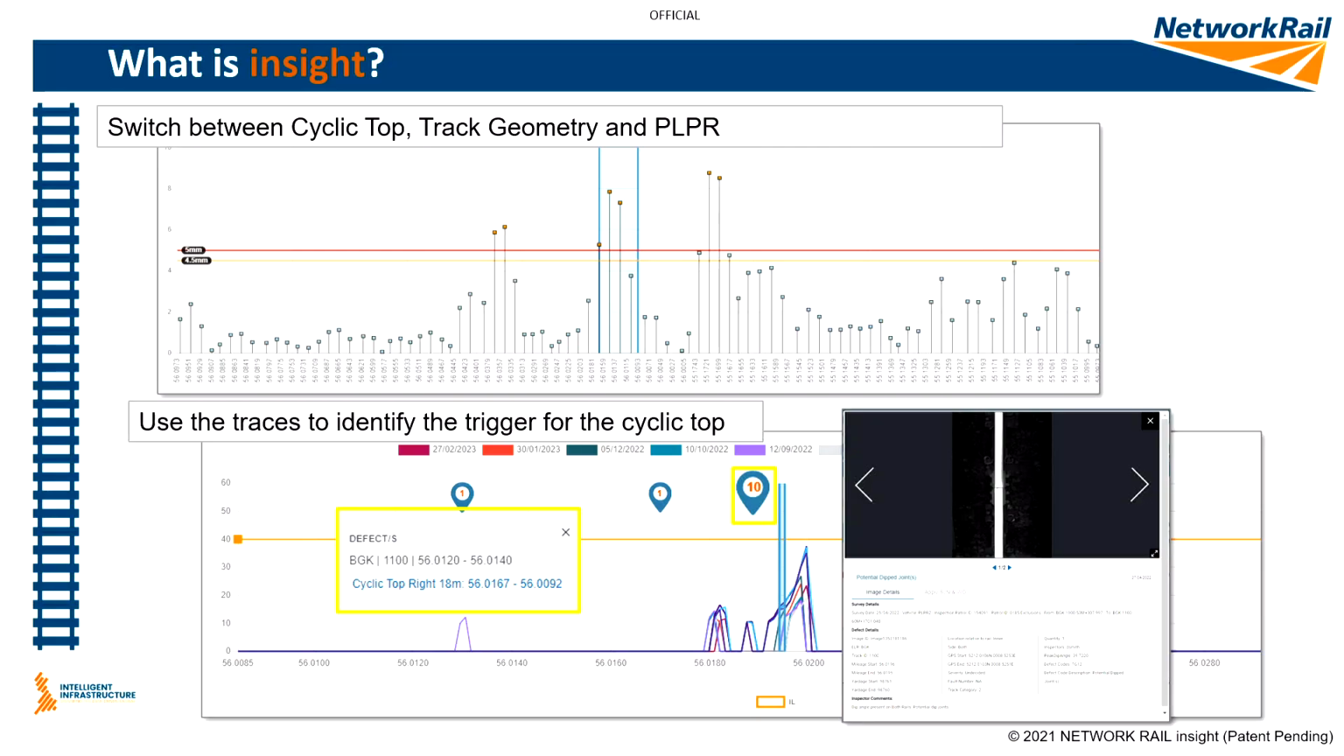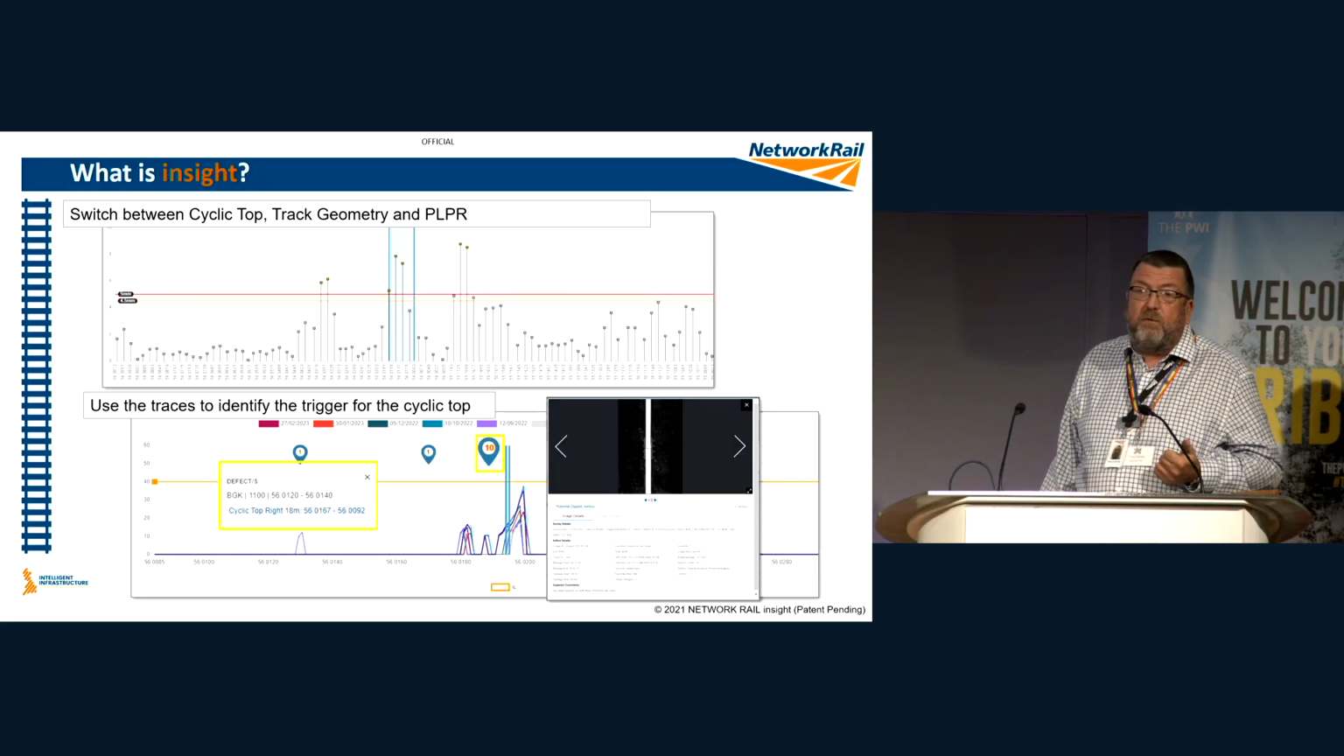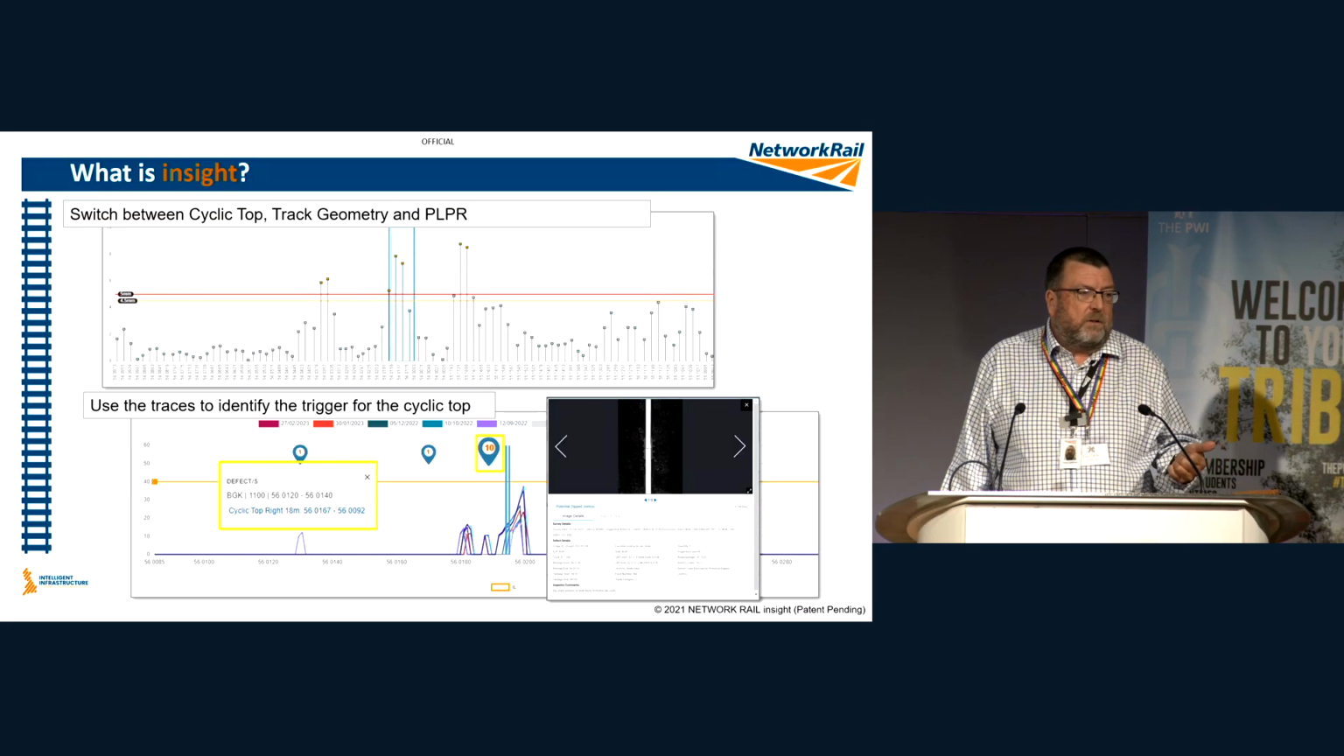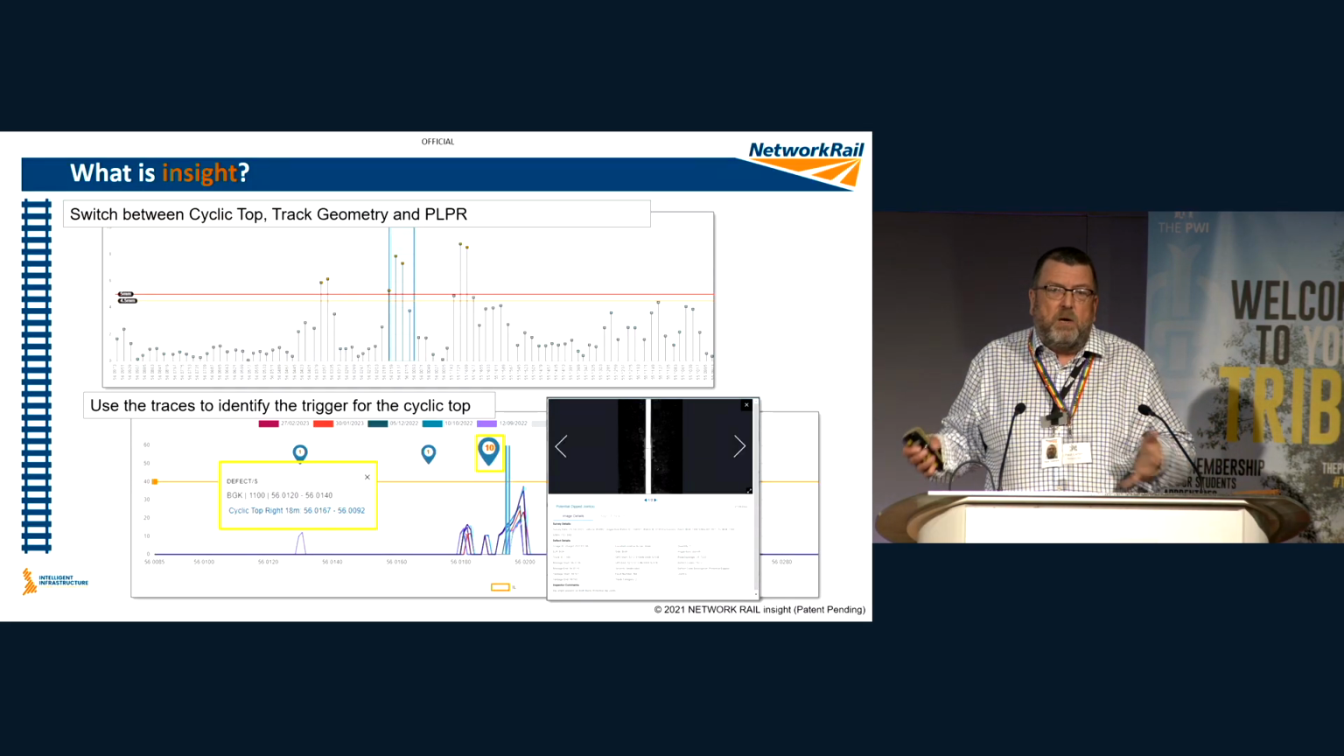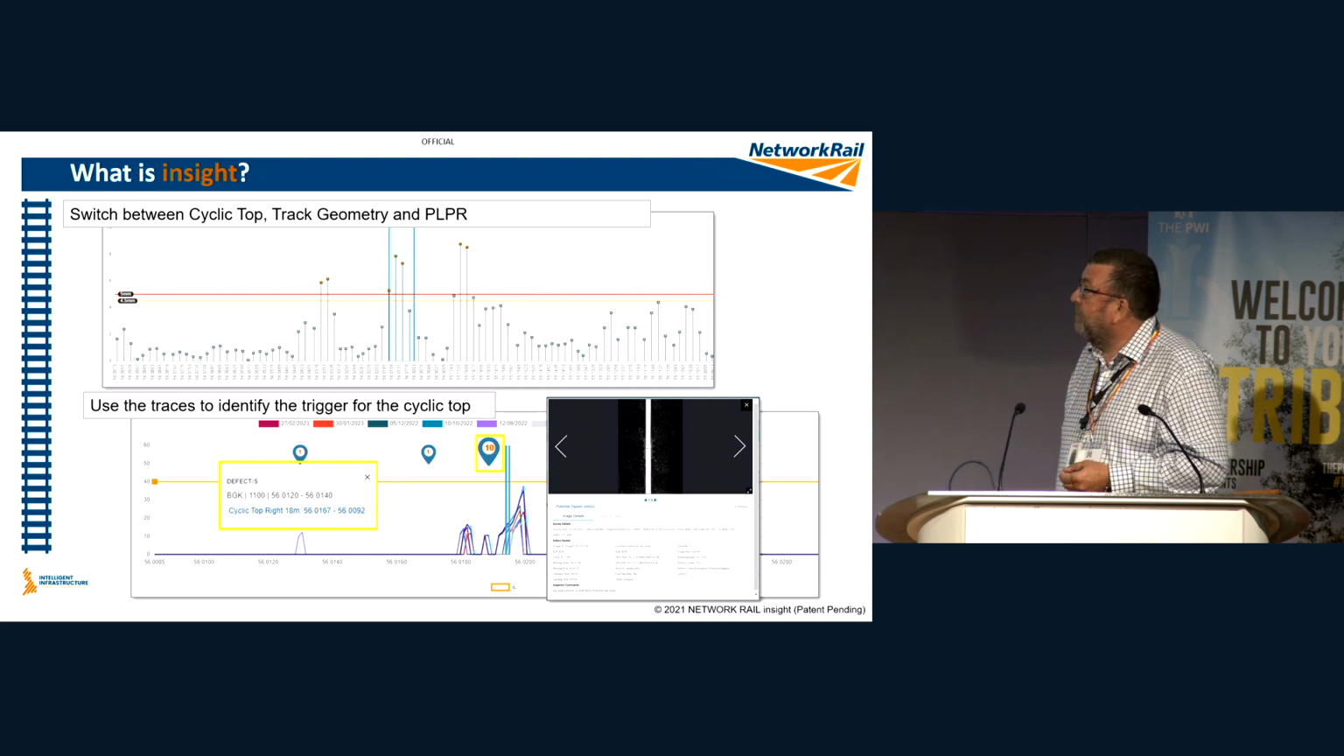And then, as we said, for looking at cyclic top, this is where we can combine everything together. So we've got a cyclic top trace, we know there's an issue. We've got a defect here in this case, which is a non-reportable dip. And we can see from the image that this dip is on a joint. We've got all that information in one place now instead of having to look in different places. And we can also see what work we've done and got planned. So if we haven't got any work planned, we know what we can start putting into place.